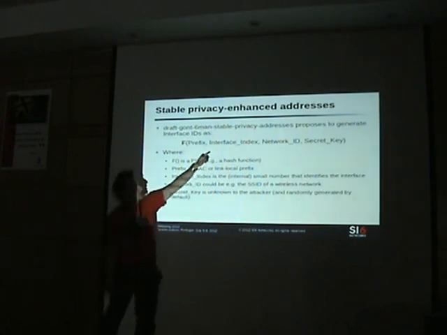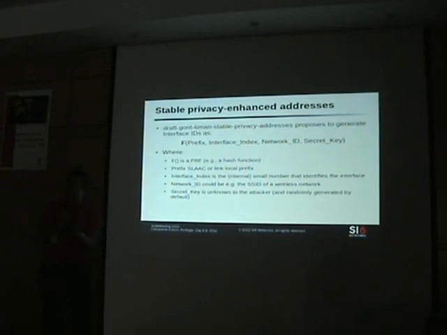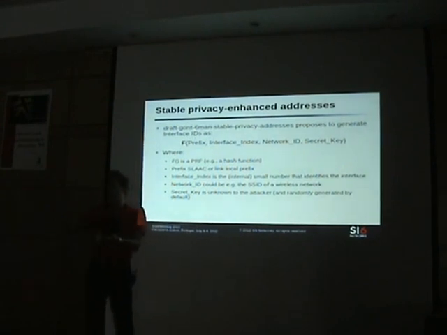We also include an interface index, which is essentially a small number that identifies different network interface cards on the same system. The idea is essentially that if we have, for example, a computer with, let's say, three different NICs, and we are connecting to the same network with all the NICs at the same time, we want each interface to get a different address.